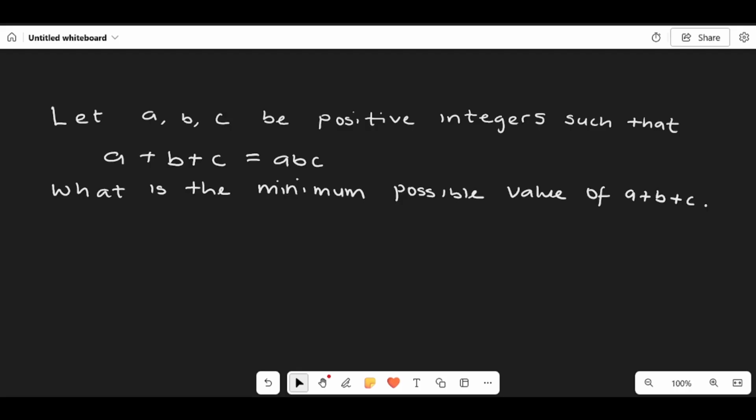Let a, b, c be positive integers such that a plus b plus c equal to a times b times c. What is the minimum possible value of a plus b plus c? Solution. The given equation is a plus b plus c equal to abc.